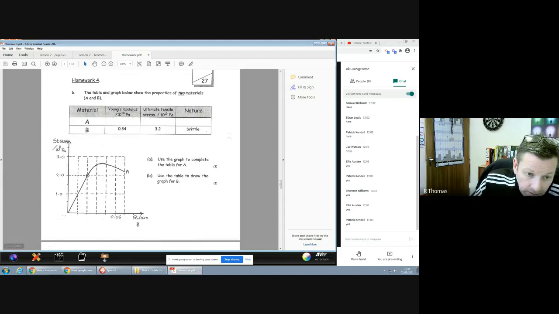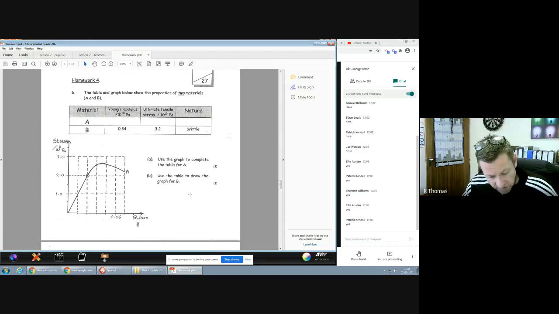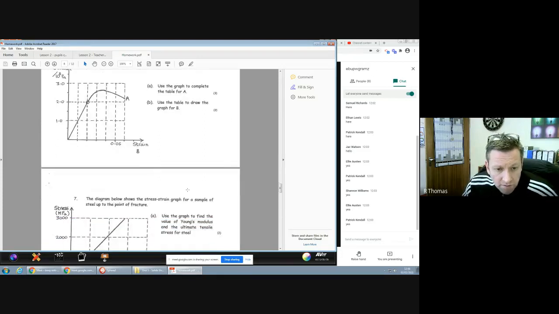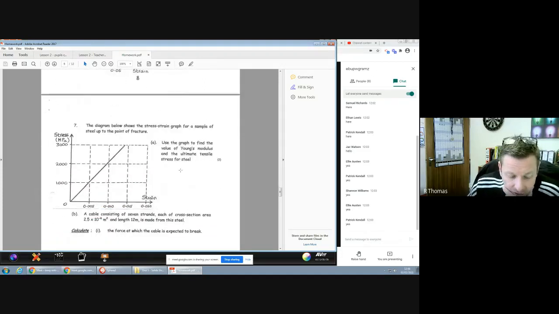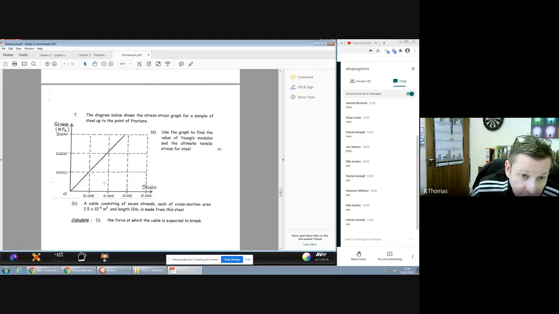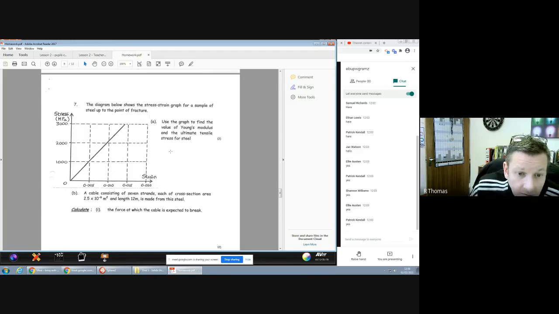Material B, if it's brittle, it's going to be a straight line graph, isn't it? And just come to a breaking point. So plot that and draw it. Fill out those points for A. That's not difficult. Then use the graph to find the value of the Young's modulus, right? It's a straight line, so pick two nice easy points. Young's modulus is stress over strain. You can work that out.